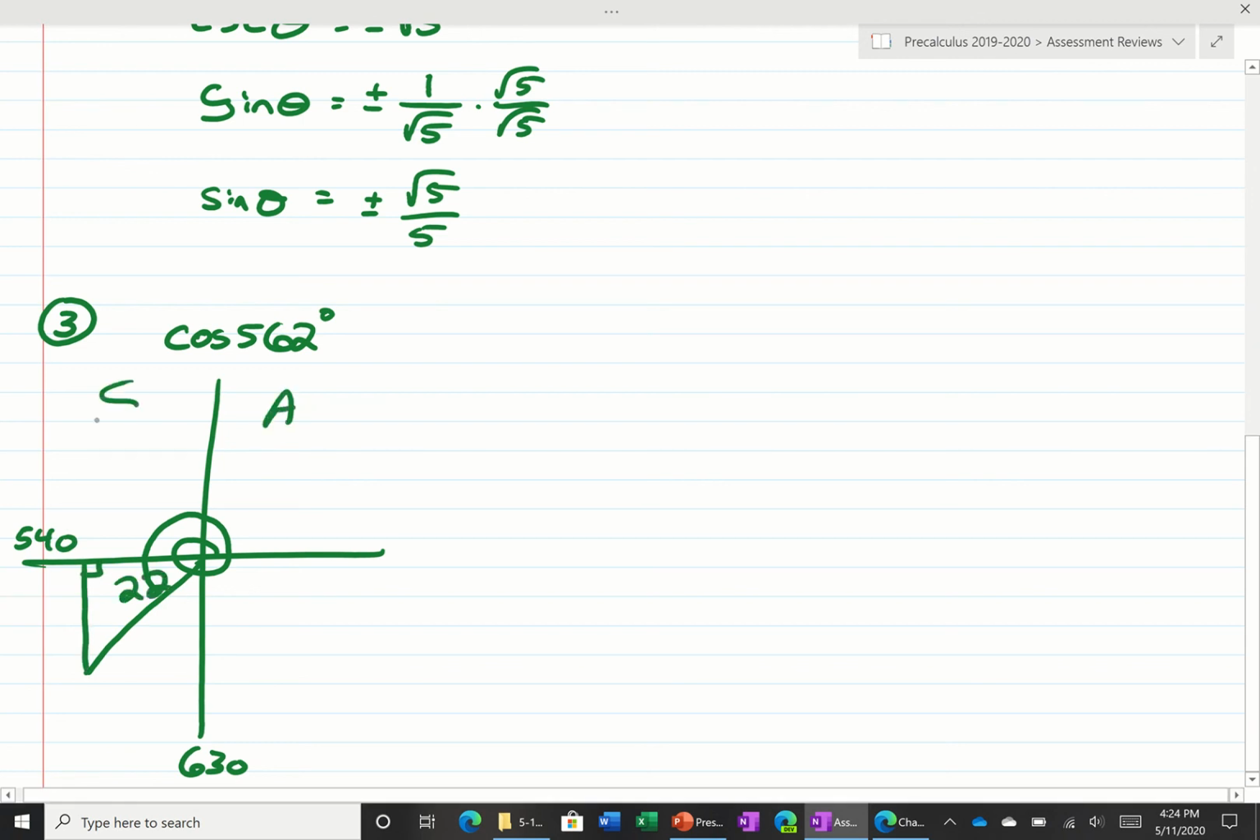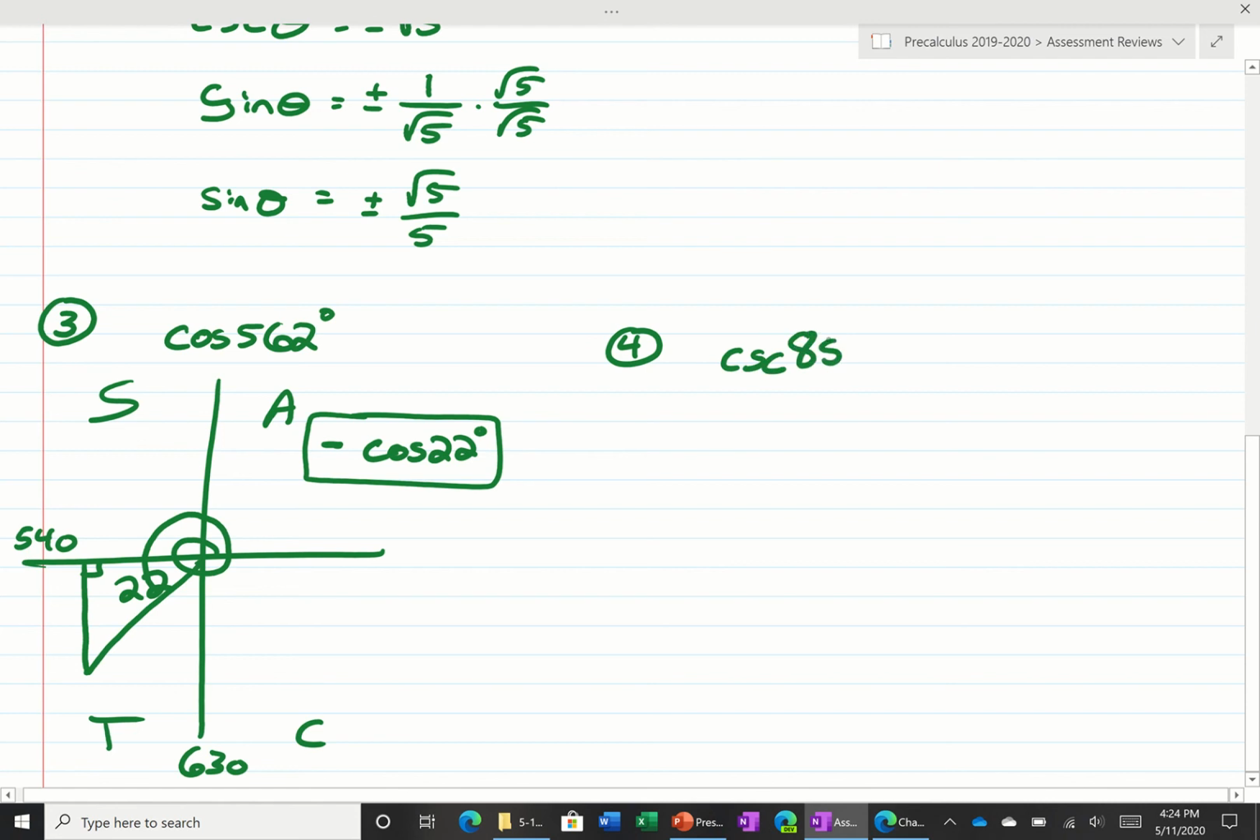And if all students take calculus, cosine would be negative in quadrant 3. So I'm going to write the cosine of 22, but put a negative in front because the cosine in quadrant 3 is negative. For problem number 4, it's asking to write cosecant of 850 in quadrant 1.